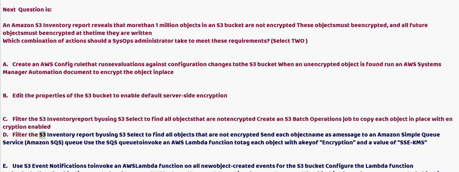D. Filter the S3 inventory report using S3 Select to find all objects that are not encrypted. Send each object name as a message to an Amazon Simple Queue Service, Amazon SQS queue. Use the SQS queue to invoke an AWS Lambda function to tag each object with a key of encryption and a value of SSE-KMS.